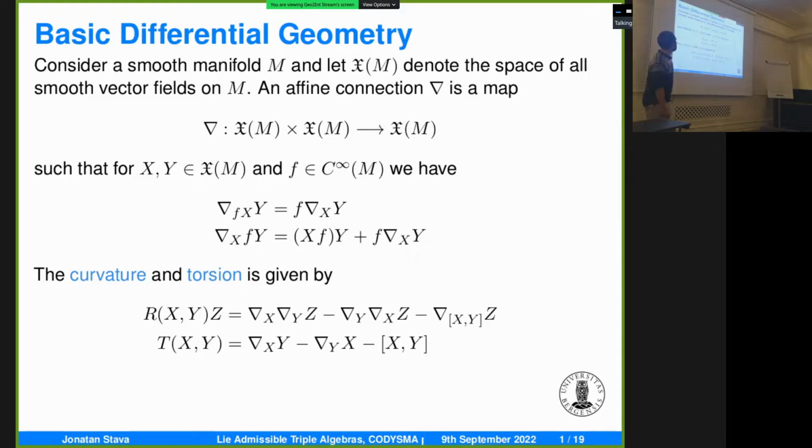So we will consider a smooth manifold, and we will look at all the smooth vector fields on the manifold. If we have an affine connection, that is a map that takes in two vector fields and gives out a new vector field. And it is also R-bilinear.